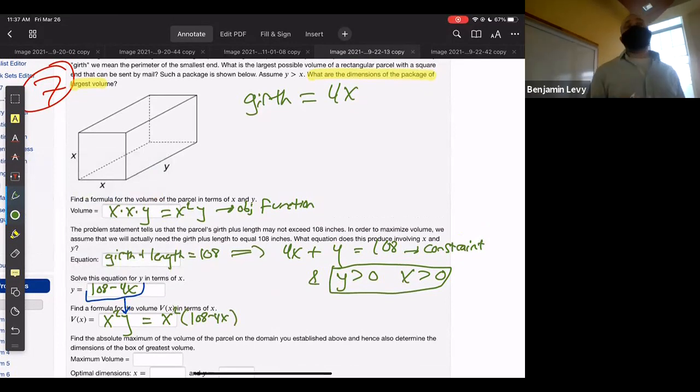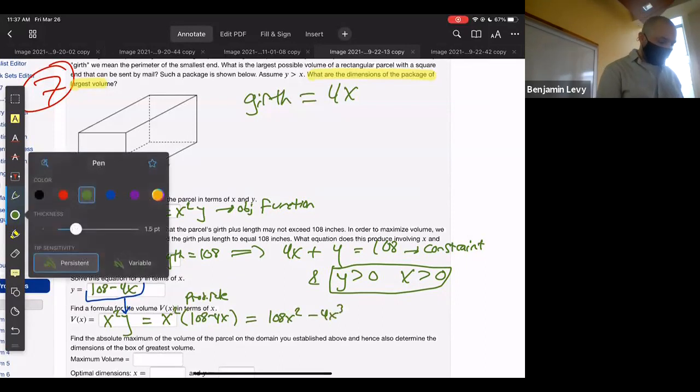And we want to find the max of that. And so that would be a product rule, right? If we took the derivative of x squared times 108 minus 4x, this would be a product rule. Can we do something to make it easier than a product rule? Yeah, just send that x squared through and write it as 108x squared minus 4x cubed, and then it's just a power rule.